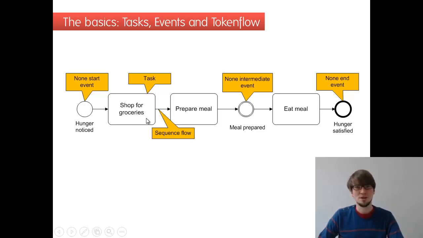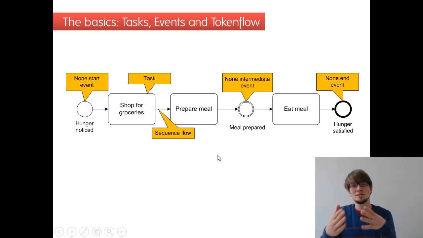Process instance starts here. Then we have the tasks. We have the sequence flows. We have end events with a thick line. Okay, in this case, it's a none end event. And we might have intermediate events with the double lines here. That means some event occurs during the process flow. I think that's pretty obvious. That's a process model, the process definition in terms of Camunda BPM.